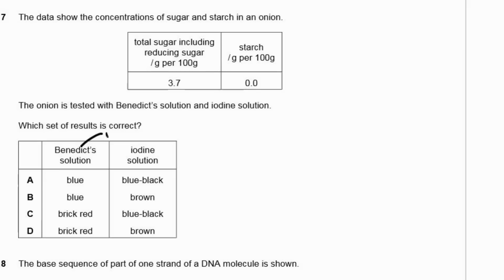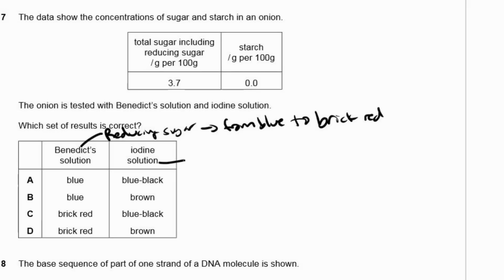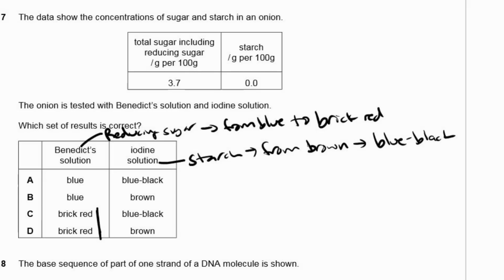Okay, so Benedict's is for reducing sugar, and it turns from blue to a variety of different colors, and the final color can be brick red. Iodine solution is for starch, and it goes from a brownish yellow color to a blue-black color. So if there is reducing sugar present, the end color will be brick red. With iodine solution, there is no starch, so it's going to be brown. So the answer here is D.